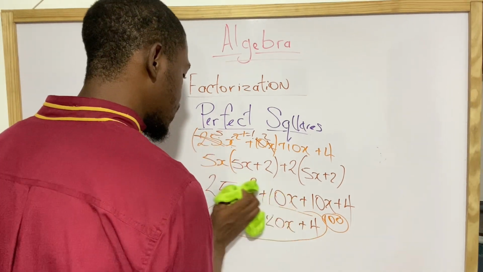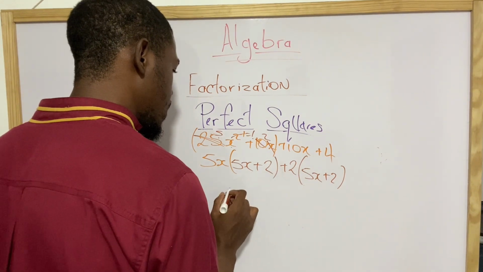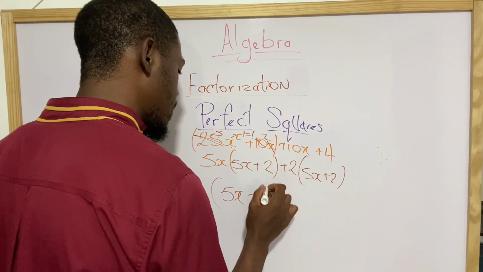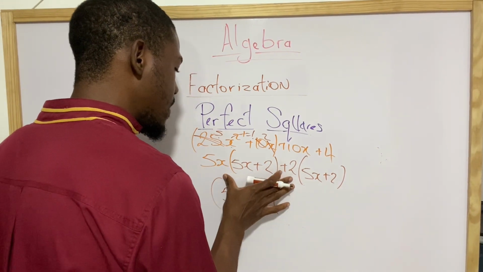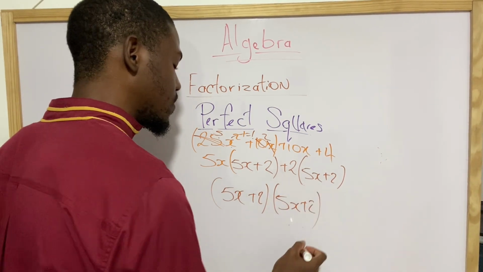In the reverse, it is 5x plus 2. So we have 5x plus 2, and we're just going to group it as 5x plus 2.